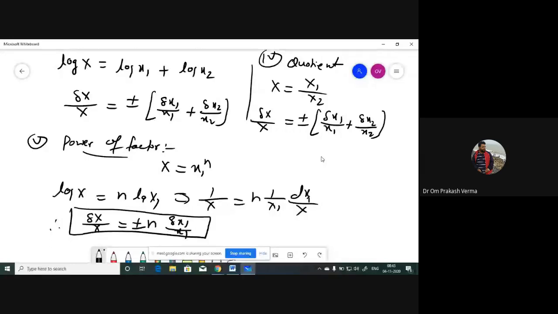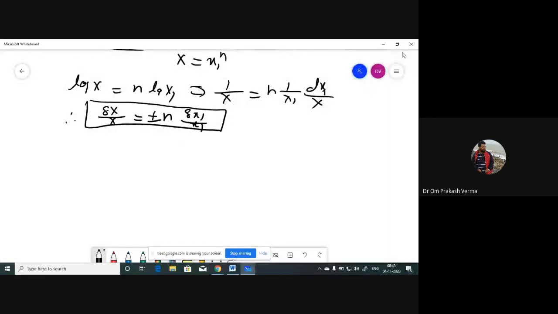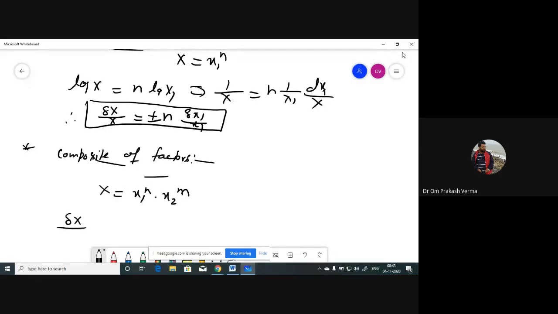Right? Now let's say we have the composite of factors. Next is the composite of factors. I will take some numerical based on this. X is equal to x1 to the power n into x2 to the power m. So how will you find? You can again derive the equation with the help of the above formula: n delta x1 upon x1 plus m delta x2 by x2. You can find it, right? In a similar way, you can do it like that.